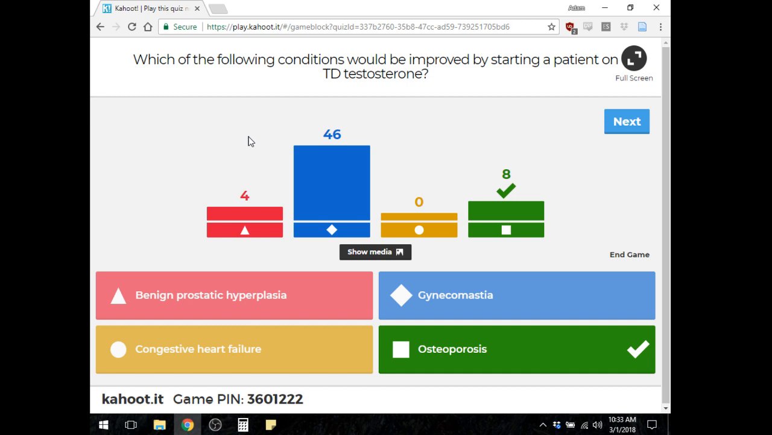However, osteoporosis actually can be benefited by giving testosterone. So again, estrogen and testosterone have positive effects on the bone to help prevent resorption and decrease osteoclast activity. So that can be beneficial, especially in older patients. Congestive heart failure, would that be benefited? Not really. That's kind of a red herring sort of answer there. And then BPH, that would be worse, absolutely.